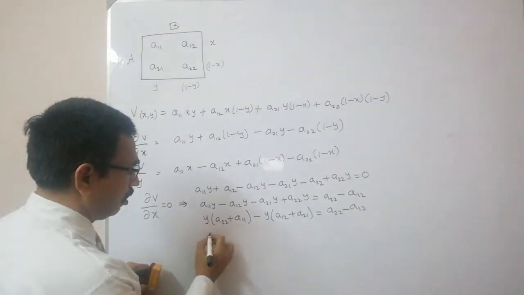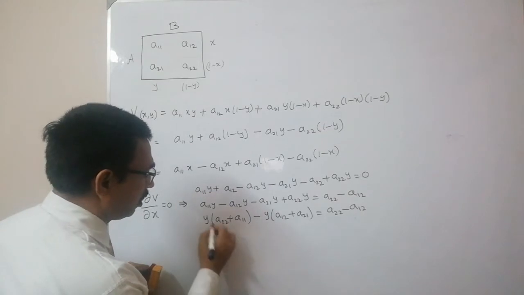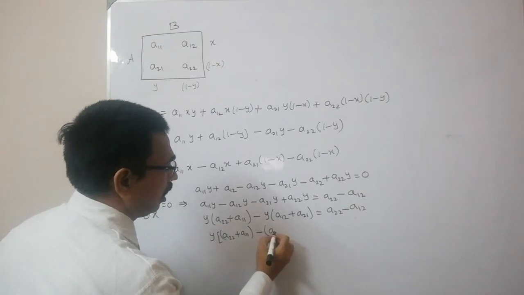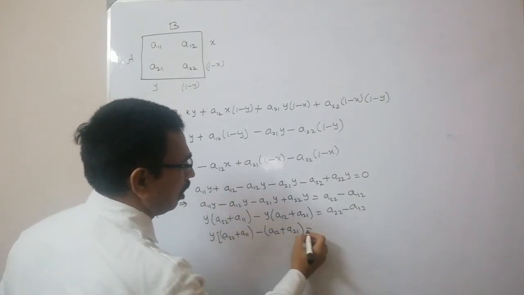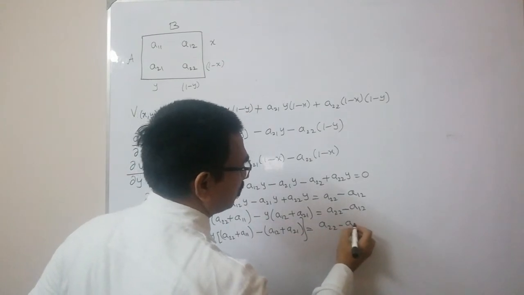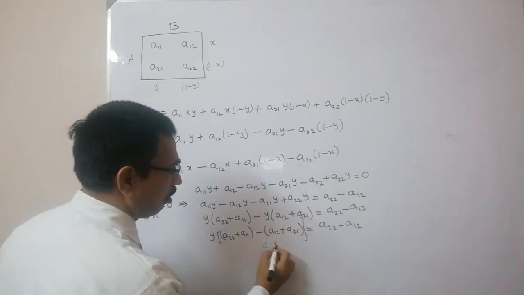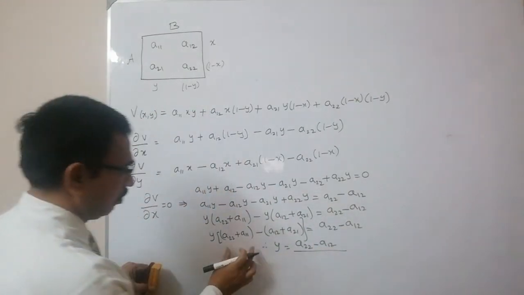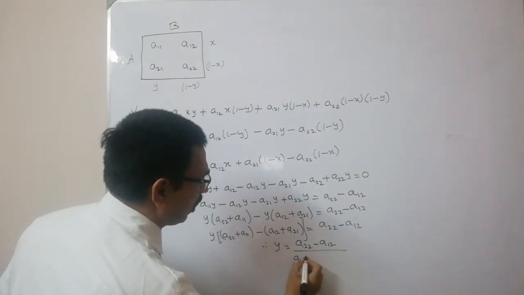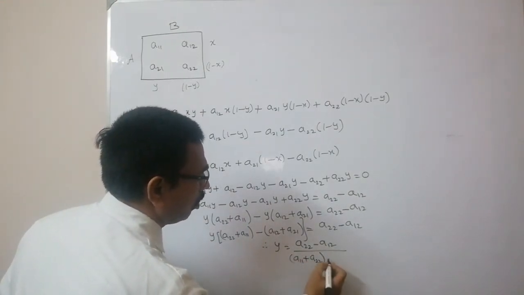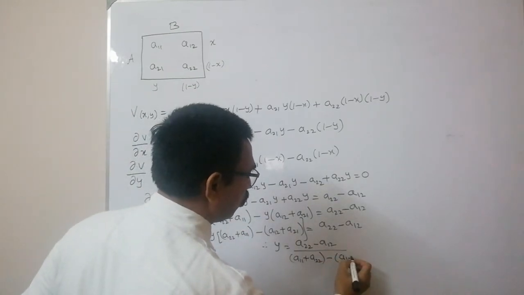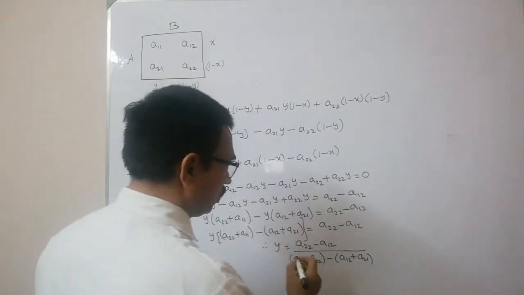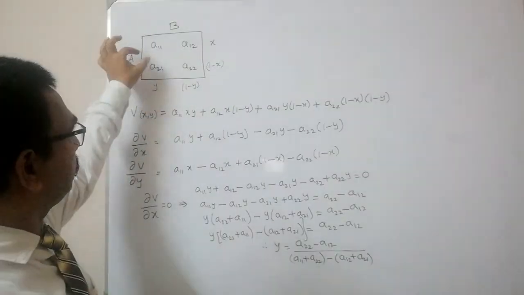Therefore we have y into a22 plus a11 minus a12 plus a21 equal to a22 minus a12. Therefore we get y equal to a22 minus a12 by a11 plus a22 minus a12 plus a21. So this is y.